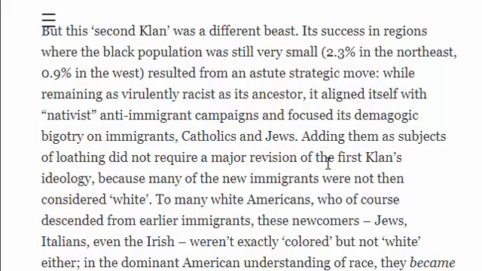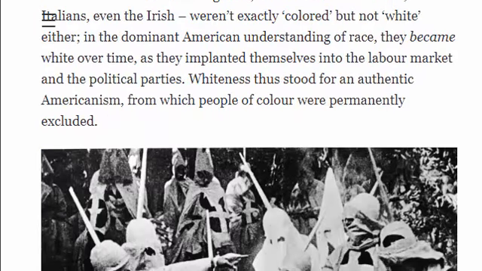These newcomers, Jews, Italians, even Irish, weren't exactly colored, but not white either in the dominant American understanding of race. They became white over time as they implanted themselves into the labor market. And the Klan pacified parties, whiteness, stood for ethnic Americans, from which people of color were permanently excluded.